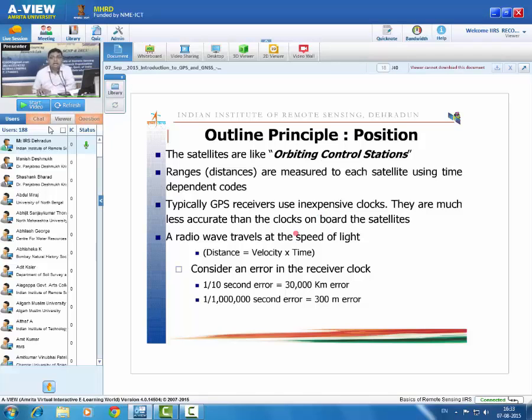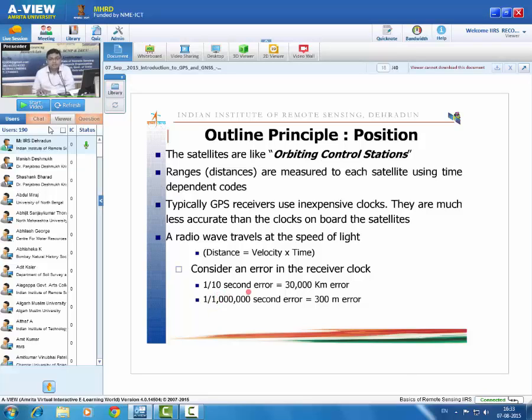This time is a very important factor to be seen here, because time is being multiplied by the velocity of light. A minor error in time results in a huge error in the distances. So let us see how it is working. If we are wrong by 1 by 10 of a second because of the clock bias that we are using in the receiver and the satellite. The satellite is using atomic clocks, whereas the receiver is using a quartz clock.